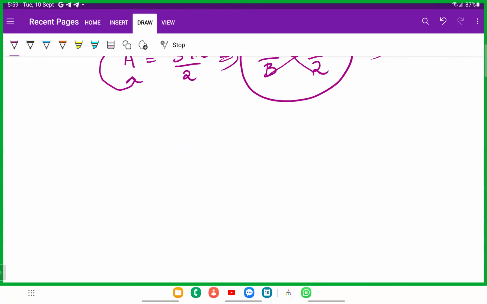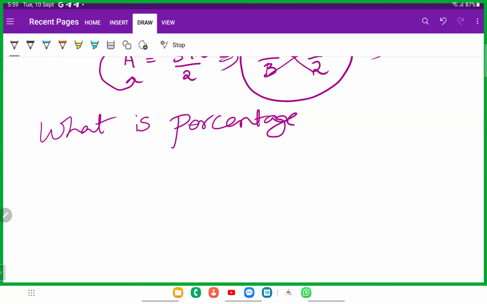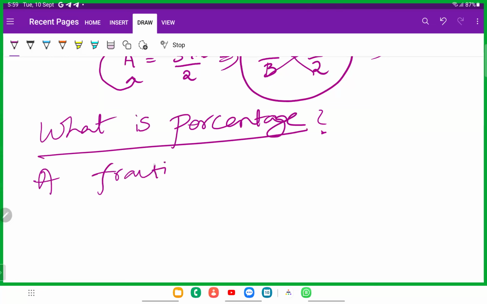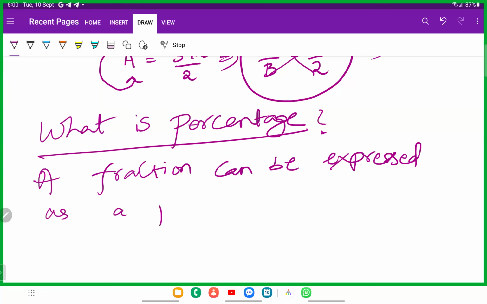So let's discuss some more about percentage. What is percentage? A fraction can be expressed as a percentage by multiplying it by 100.